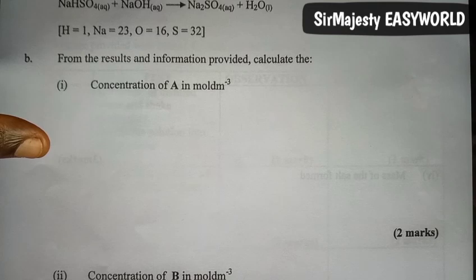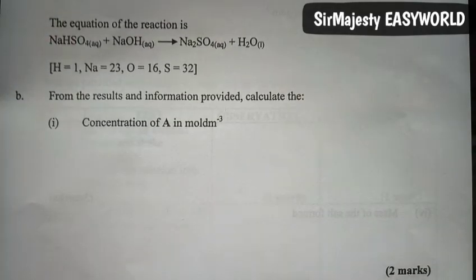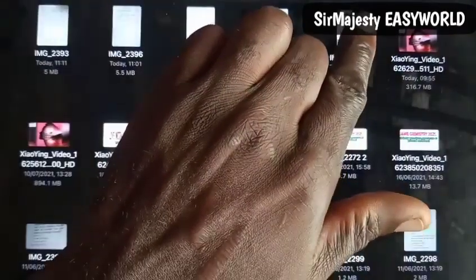So I think this is the continuation. They now say, from the results and information provided, calculate the concentration of A in mole per dm cube. Here you are required to go back and see the information given about A, then use the information provided, which includes the equation of the reaction, which will help us a lot in the calculation. So let's go back a bit and see the information about A.